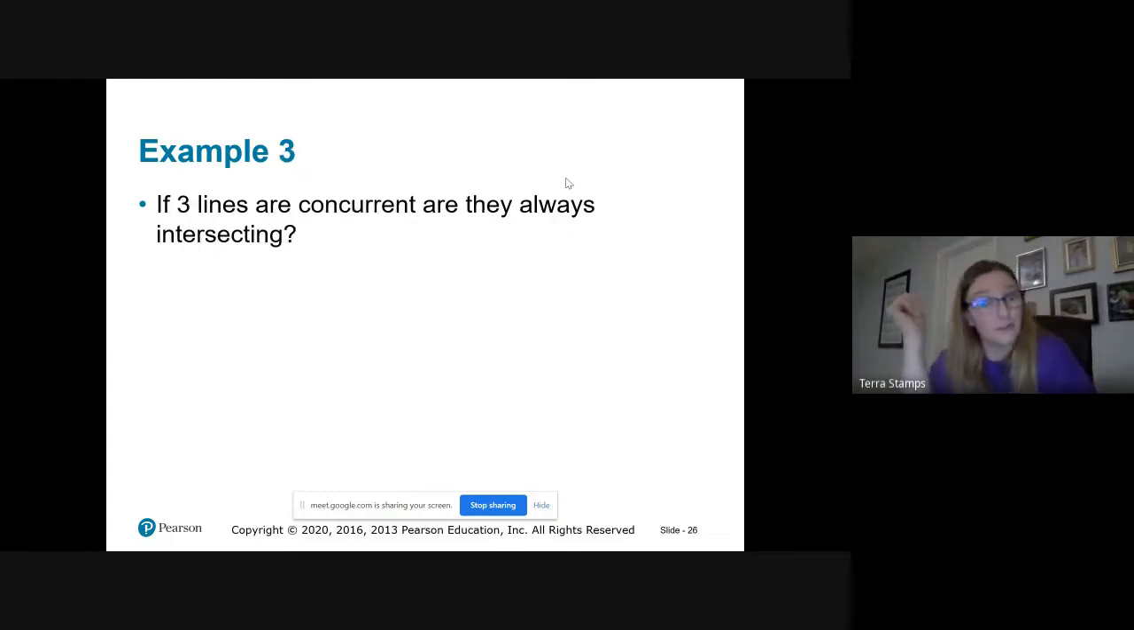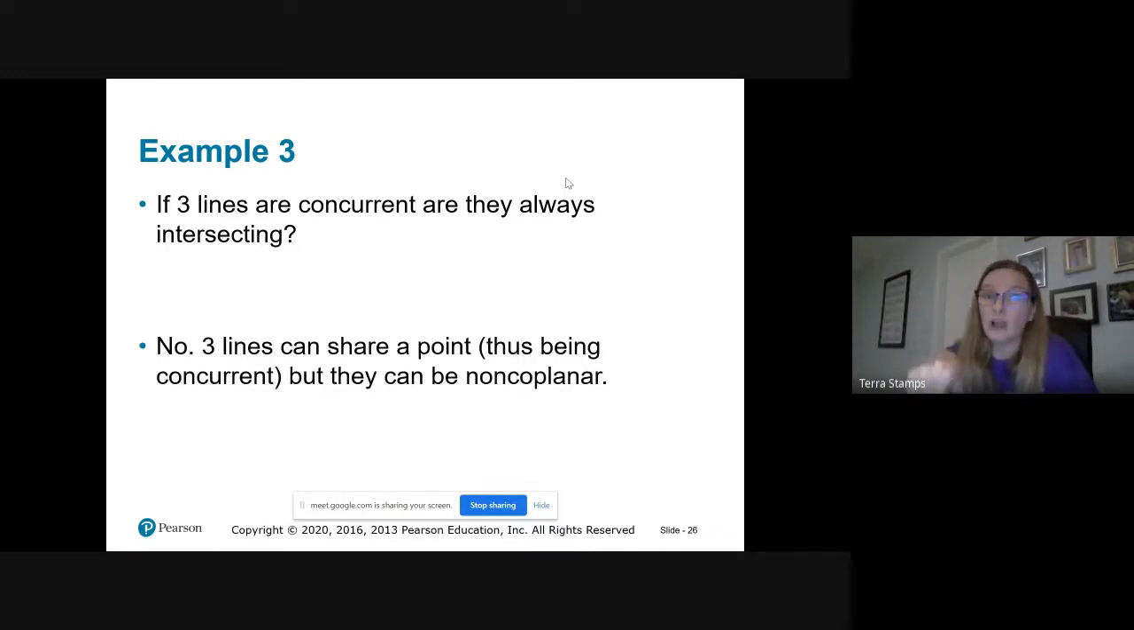If three lines are concurrent, are they always intersecting? No. Concurrent just means they share a point. They don't necessarily have to be coplanar. Three lines can share a point, thus being concurrent, but they can be non-coplanar. Let me show you what I mean. Two lines intersecting form a plane, no matter how you look at it. Those are also concurrent because they share a point.